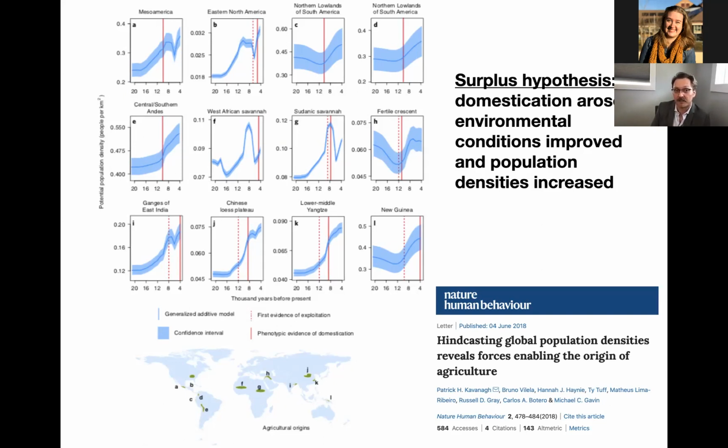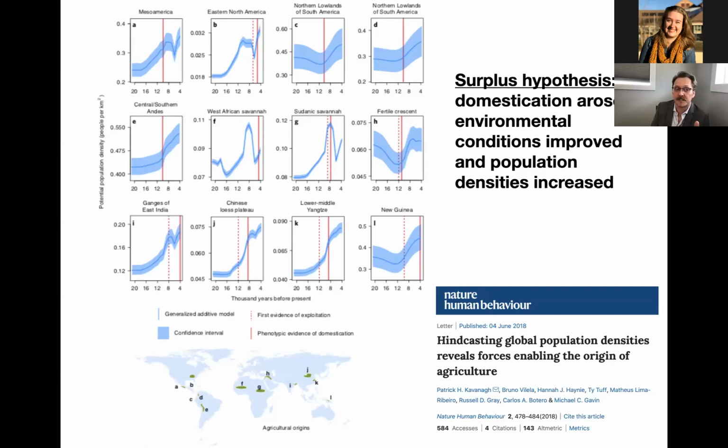And that's the graph you're seeing right now: how good were conditions, and how well did conditions translate into making more people. You can see that over all of the major origin sources of domestication, there was this 1,000-year window of positive upslope in the blue line. So conditions were good in all of these origin locations.